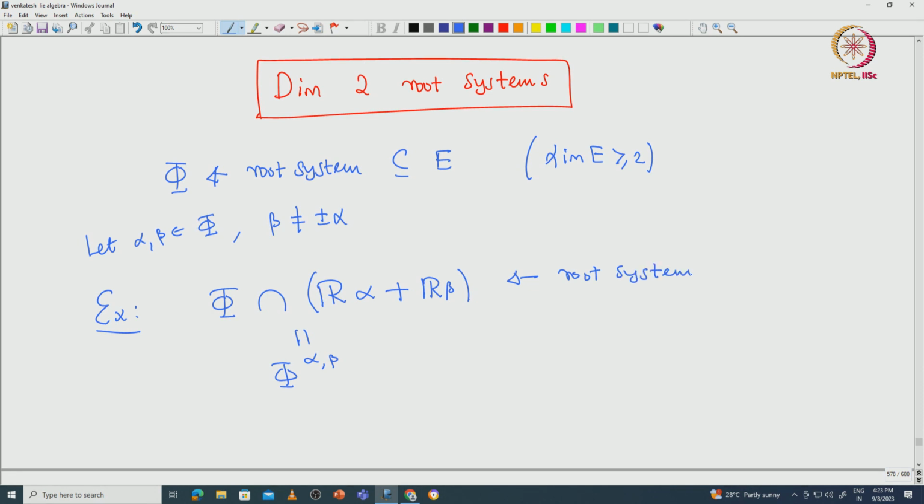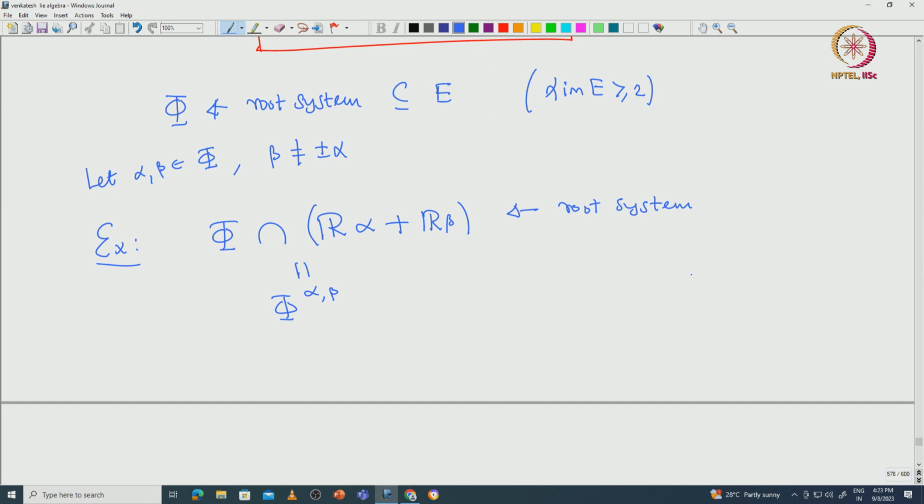For example, if we take this intersection, you can see that 0 is not going to be there since beta is not a multiple of alpha. So, alpha and beta must be linearly independent. That means the span of phi alpha comma beta is going to be the Euclidean space spanned by alpha and beta, which is 2 dimensional. And if x is in phi alpha comma beta and Cx is also there, then C must be plus or minus 1.